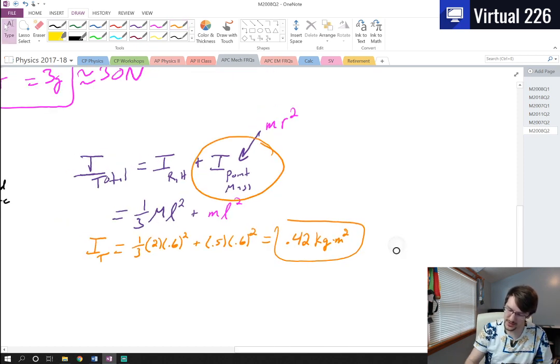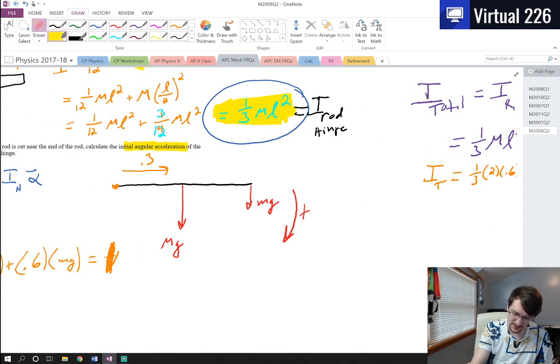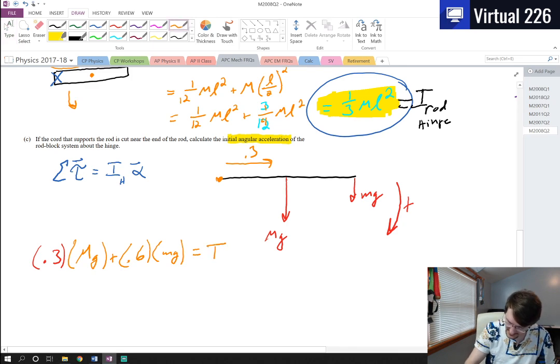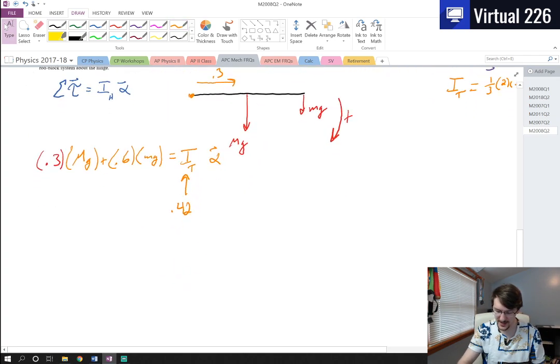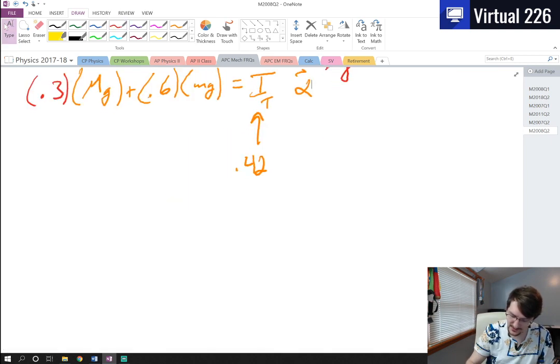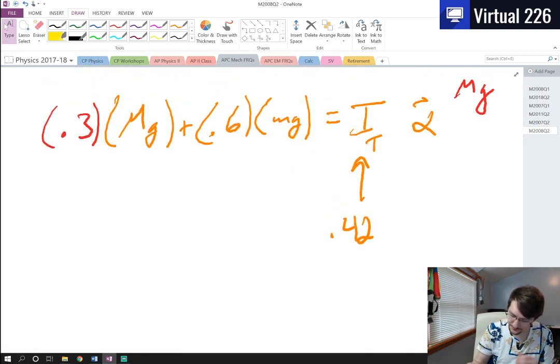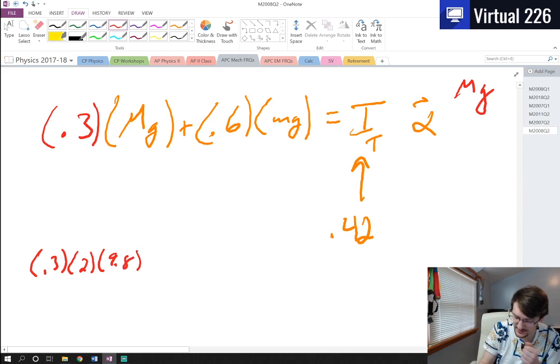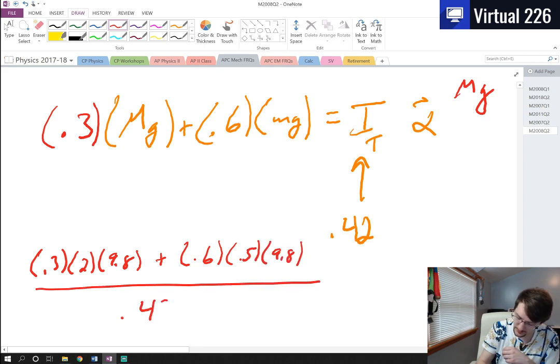That's huge. So now when we come down here, this moment of inertia is going to be the total moment of inertia, which is the 0.42 we just found, times the angular acceleration. So now we can go ahead and solve this. Looking right here, we're going to get 0.3 times 2 times our 9.8 for gravity, which we could just say is 10, but whatever, plus 0.6 times 0.5 times the 9.8, all divided by the 0.42.